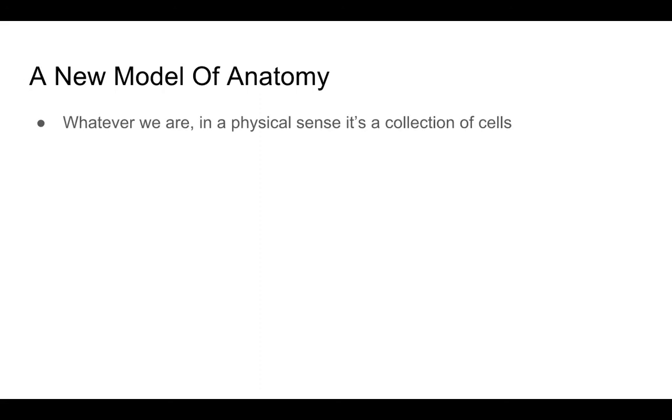So, let's begin with a new model of anatomy, a new understanding of conventional anatomy. It's more to keep in mind that whatever we are, in a physical sense, it's a collection of cells. Now, this stands in contrast to more conventional models of muscle and bone, or even recent fascial models. And yes, we have muscles. Yes, we have bones. Yes, we have fascia. We have tendons. We have ligaments. But beneath all of that, and throughout all of that, are cells.